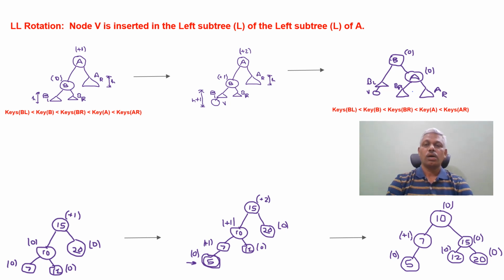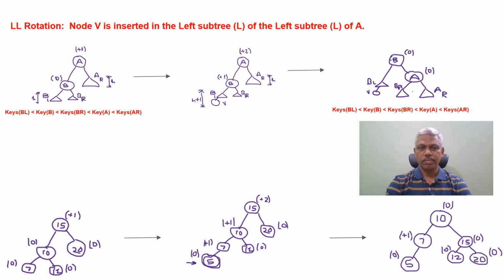Now, one more observation is that all the keys in the left subtree BL are less than the key of B, and the key of B is less than the keys of BR, which are less than the key of A, which is less than the keys of AR. This is the property of a binary search tree, of course. This has to be maintained throughout. Even to achieve the balance, we need to keep this in mind.